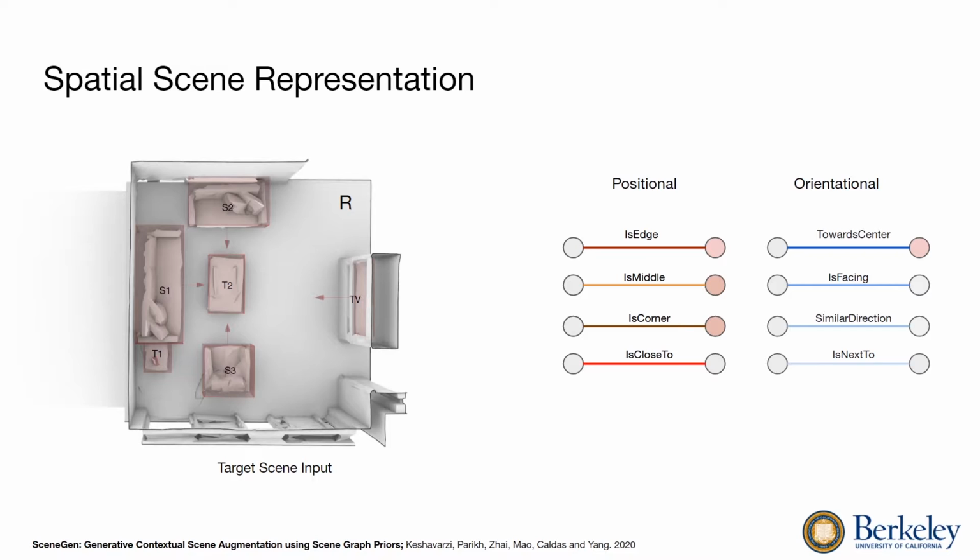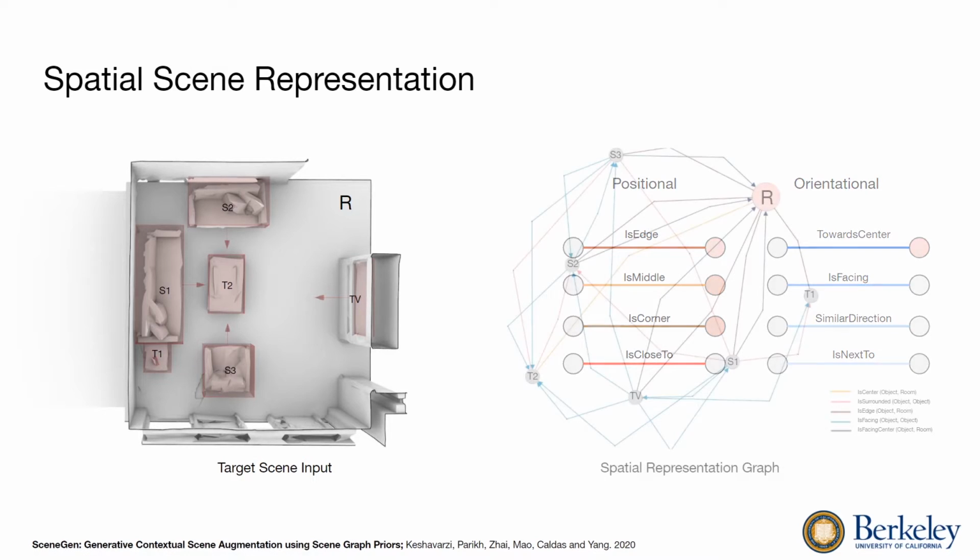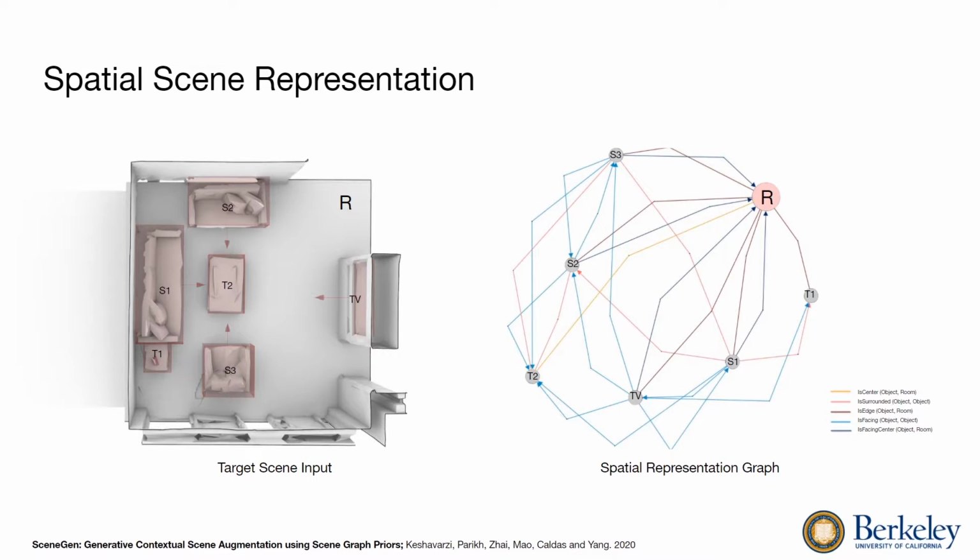So it's like how two objects are related towards their position, whether it's at an edge of the room or in the middle of the room, or are two objects close to each other, or whether it's facing towards the center of the room, or similar directions. We extract all this information from the objects in the scene and come up with a spatial representation graph that describes all the topologies happening in the scene.